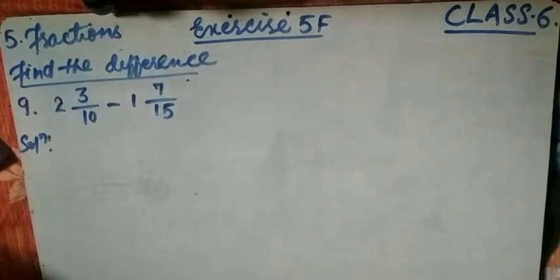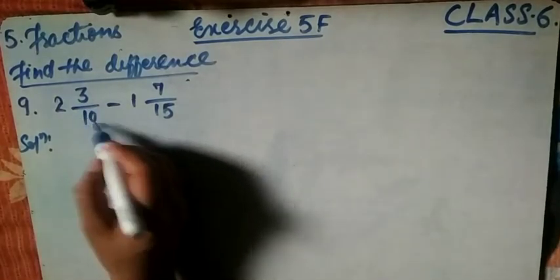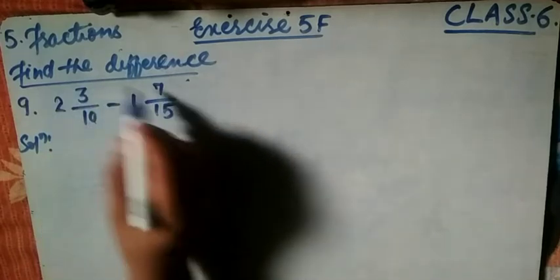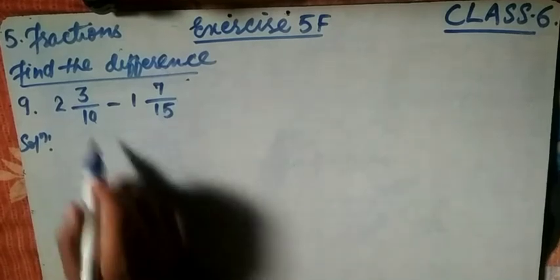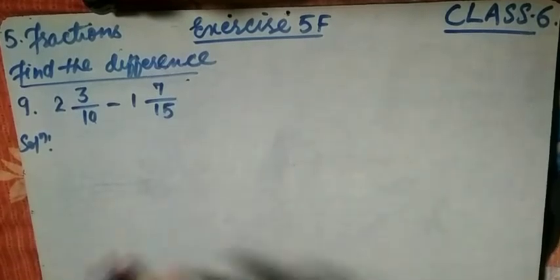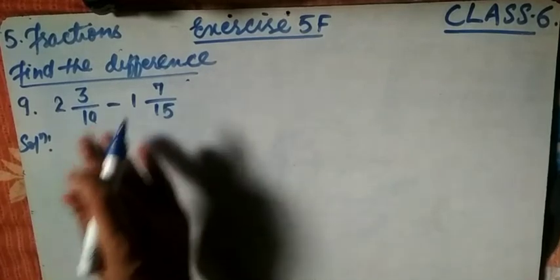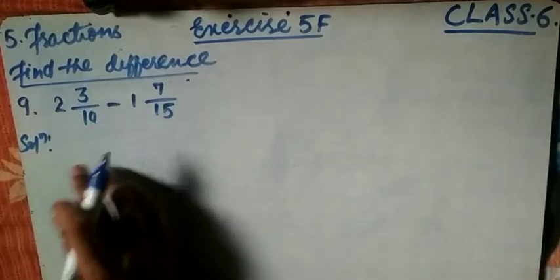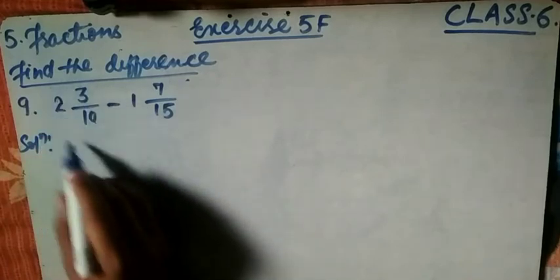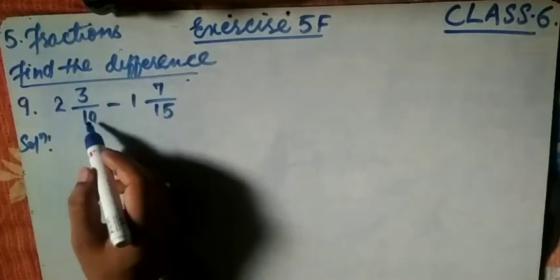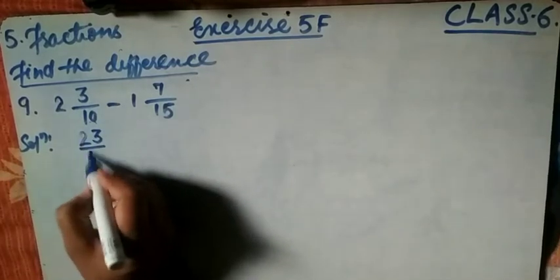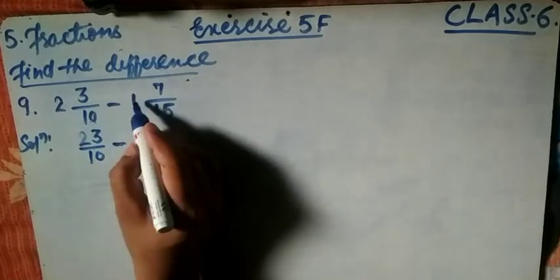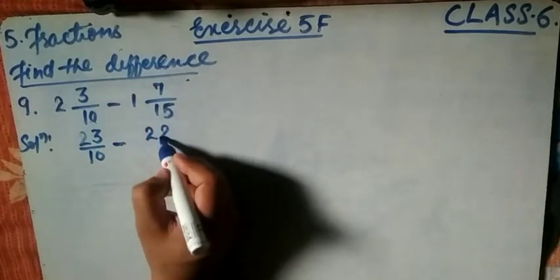I hope you will understand. Now friends, see the next question, number 9. Here the denominators are different, so after changing this mixed fraction into improper, we will get unlike fractions. Then how do we find the difference of two unlike fractions? So keep watching very carefully. First of all we have to change this mixed fraction into improper. 10 multiplied by 2 is 20, plus 3 is 23, so 23 divided by 10. Here is the minus, then 15 times 1 is 15, plus 7 is 22, so 22 divided by 15.